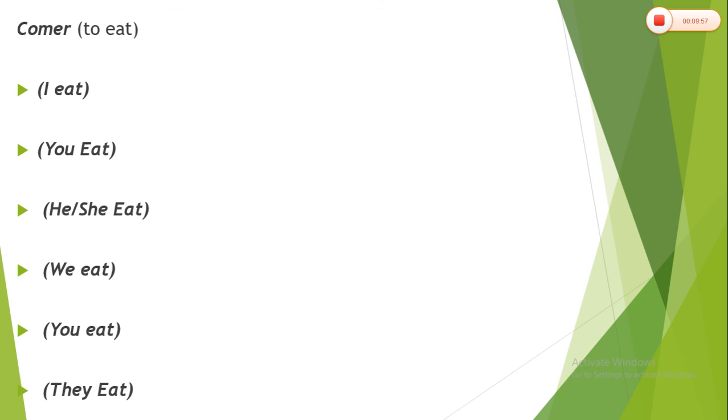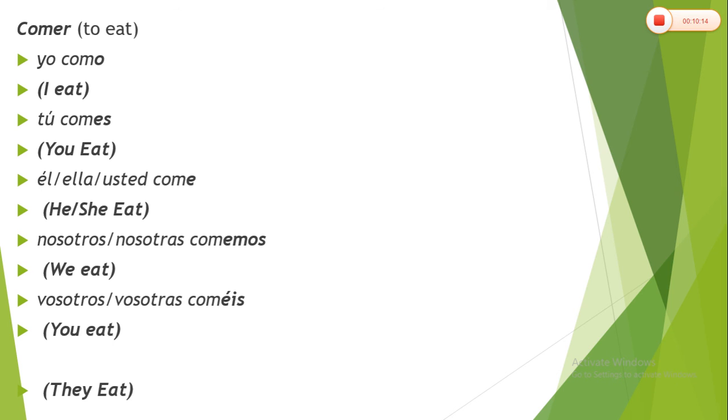Comer verb. I eat, yo como. You eat, tú comes. He, she eats, él, ella come. We eat, nosotros comemos. You eat, vosotros coméis. They eat, ellos, ellas comen. You all eat, then ustedes comen.